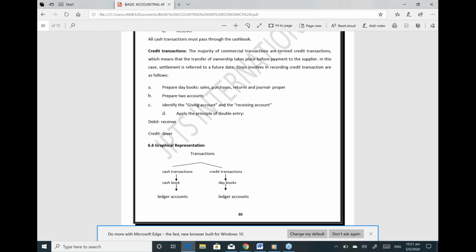So by next week, we are going to start from credit transaction, from page 30. We look at credit transaction. Submit it to me before the next class. Some of you are submitting it to me even when you are not obeying the right order. If you submit before the next class, it's okay. After the next class, I will not do it.